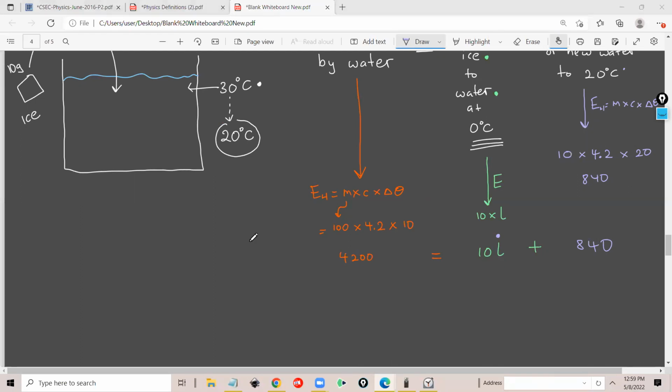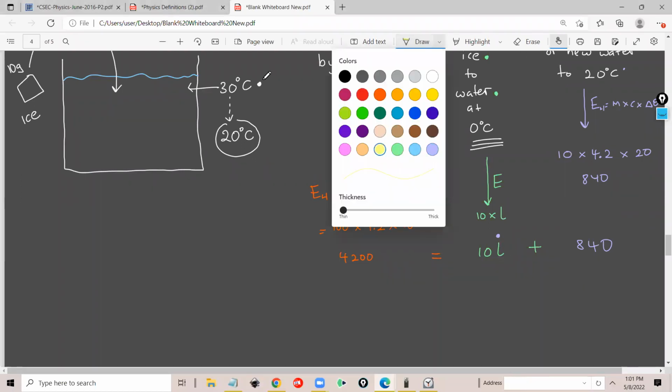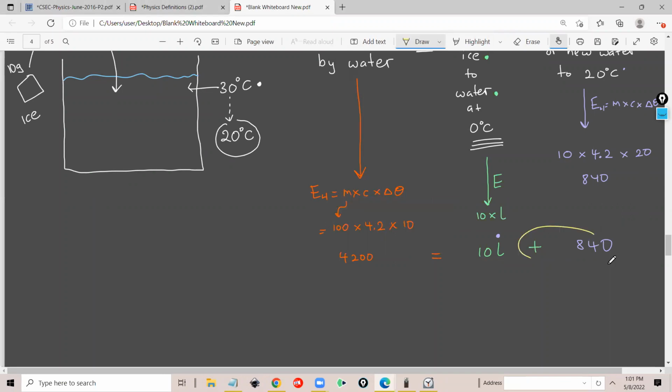Solving for L, you're just trying to get L on one side and everybody else on the other side. So you throw across the positive 840, you get minus 840, right? I think a few people forgot when you throw across a positive, you get what? A negative. And here you'll get 3360. The 10 is a multiply, throw it across. So from here it's pretty obvious. 336 joules per gram.